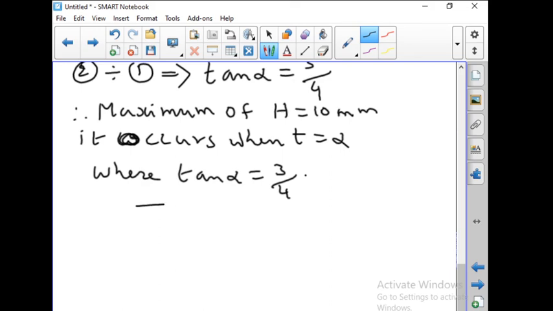So this is the required answer for the given question. So thank you students. So exercise 3.4 is over. So keep learning.